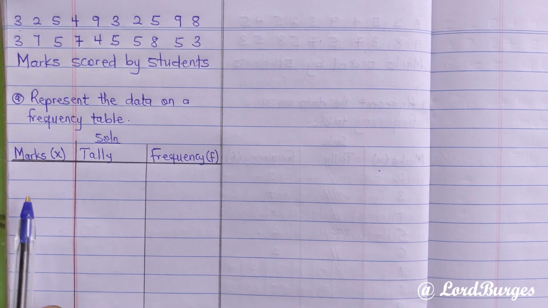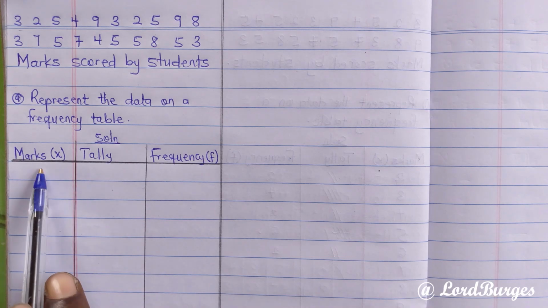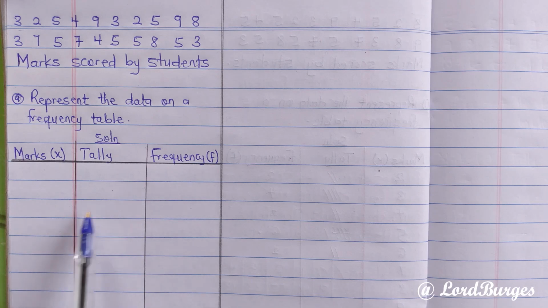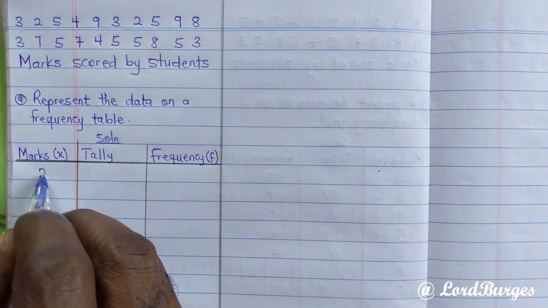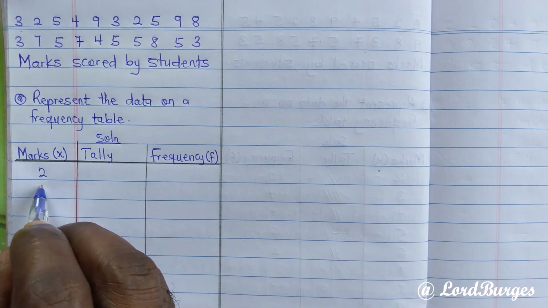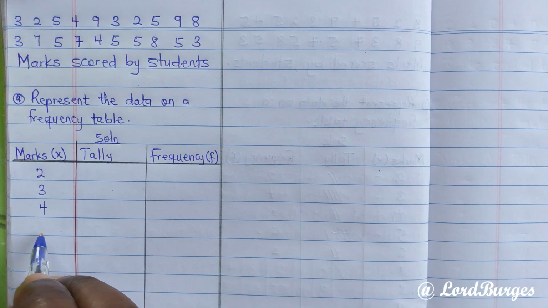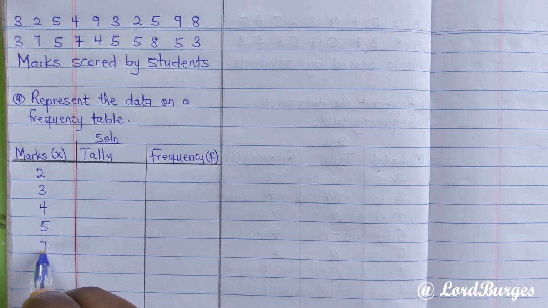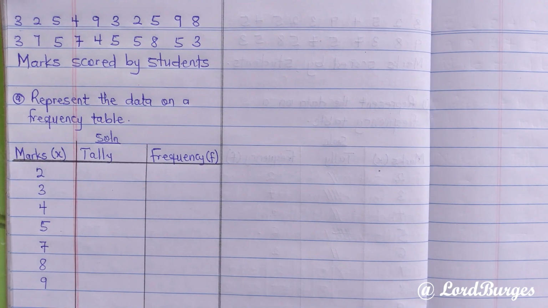So the frequency table looks like this, where we have the marks, the tally, and the frequency. This is a simple frequency table. So per the data we have, the smallest number we can find there is 2. Looking through, we can see 3. There is also 4. There is 5. But there is no 6. So we move to 7, 8, and 9.